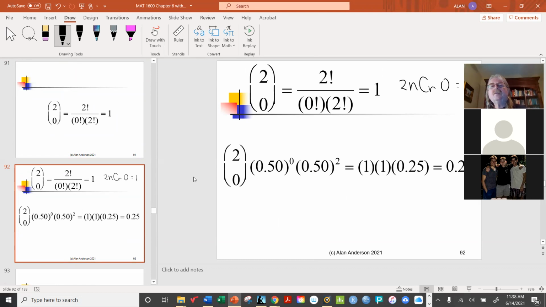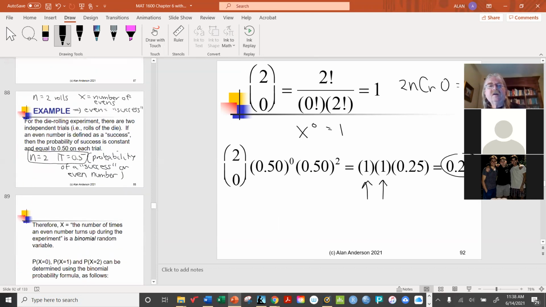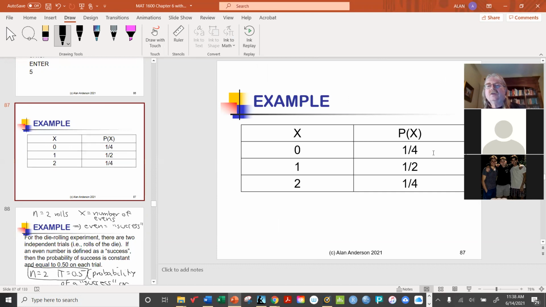0.5 raised to the 0, any number raised to the 0 power is 1. No matter what x is, when you raise it to the 0 power, it's just equal to 1. So these first two terms are just 1s. And then this last value, 0.5 squared, is 0.25. The product of those three numbers is 0.25, and of course, that's the same thing as 1/4. So we've confirmed that this value is correct.